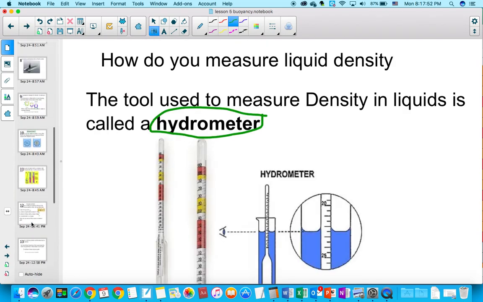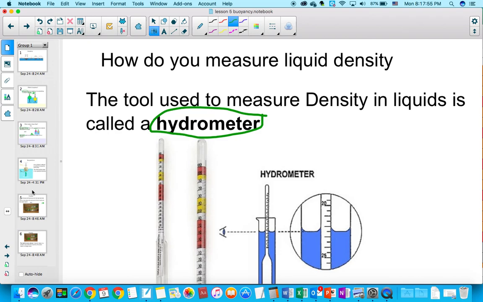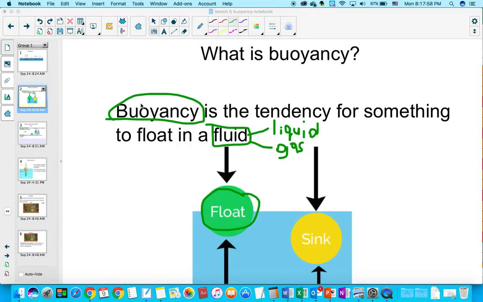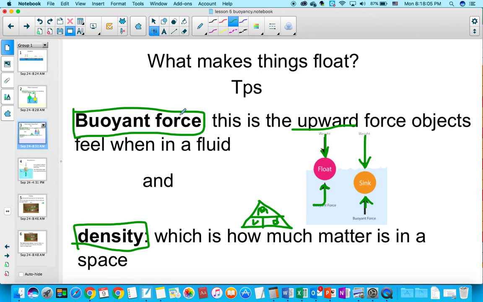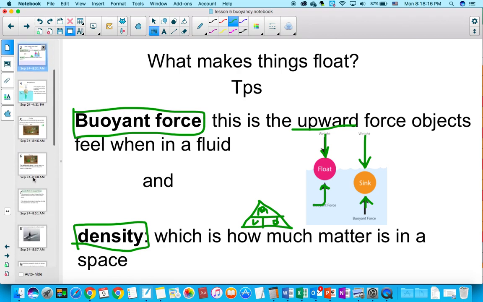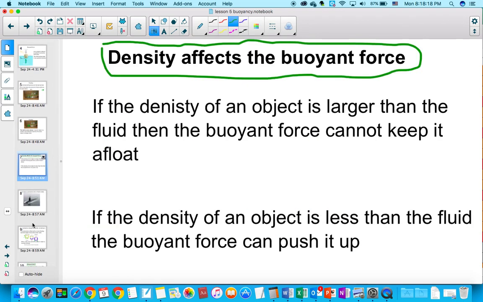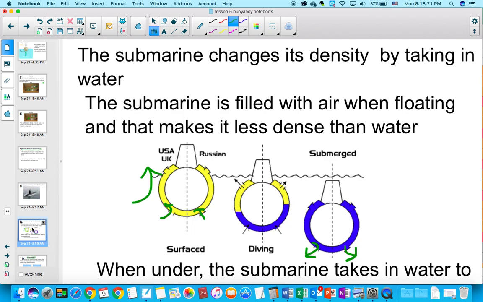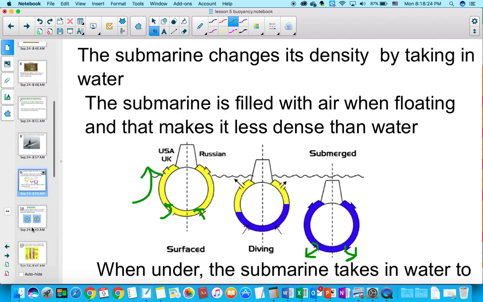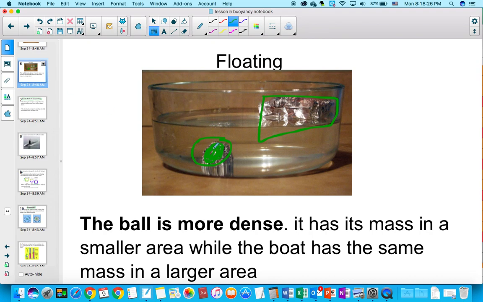And that's really it. That's all buoyancy is. It's a little complicated, but you need to know what buoyancy is. You need to at least know what a fluid is. It can be a liquid or gas because they float. You need to know what buoyant force is, the upward force an object feels when in a fluid. You definitely need to know what density is because we talked about this last lesson. It's how much matter is in a given space. You need to know how changing density can affect buoyancy. You need to know how size or space can affect buoyancy or how things float.